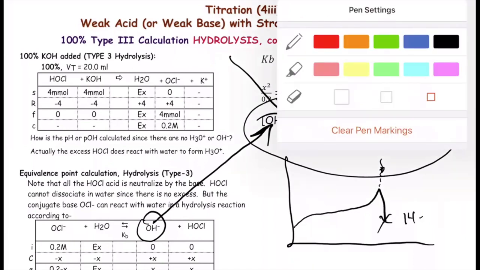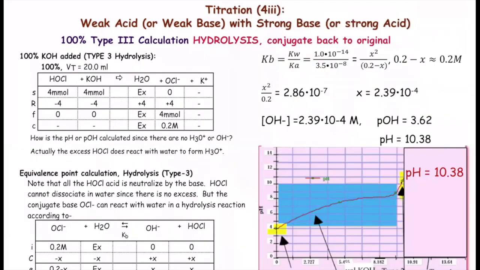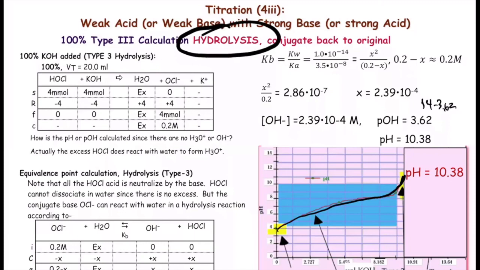Let me clear that. And here you can see that our pH, if you subtract 3.62 from 14, you get 10.38. It's constantly moving up. That's the equivalence point. It's called hydrolysis. This is similar to a salt problem. Okay.